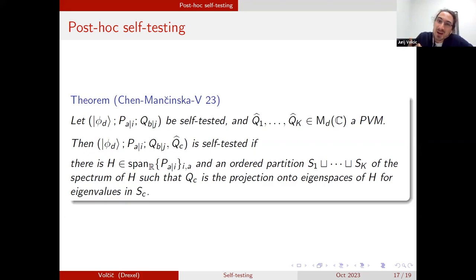If you give me a PVM, this Q hat, and you ask me, can I add it? It's actually hard for me to answer. On the other hand, what's easy for me is to give you many, many new PVMs that I can extend with. Namely, I can take any linear combination of the measurements of the first party. I find its eigenvalues and eigenspaces, and if I take the projections onto those eigenspaces, I can tell you, now this is a new PVM that you can add. So it's good if you want to produce new measurements to add. It's not really good if you give me a measurement and ask me, can I add it?